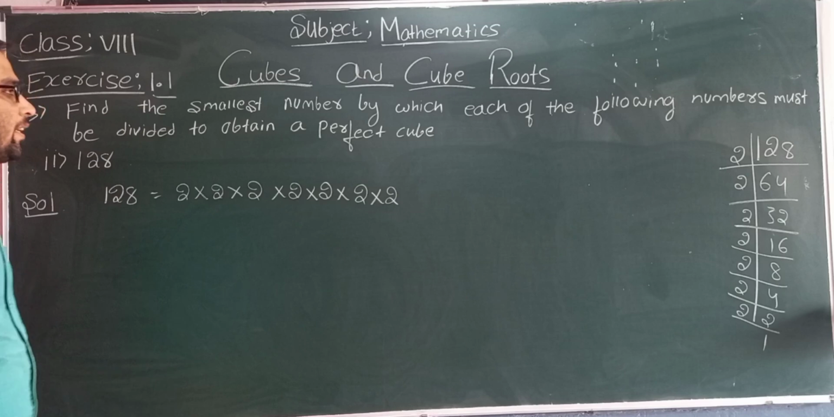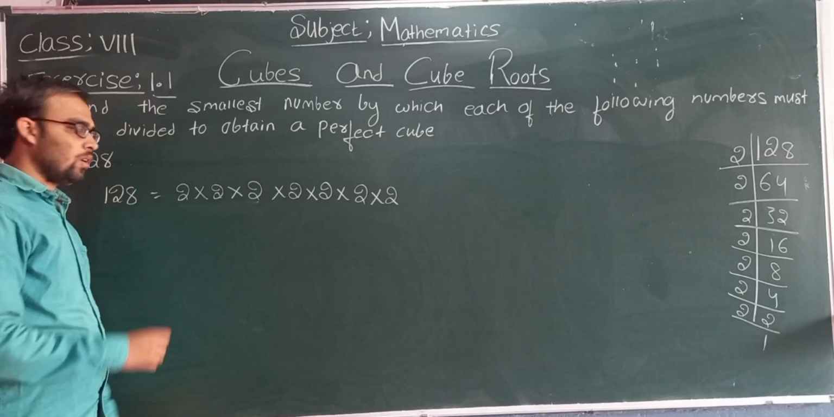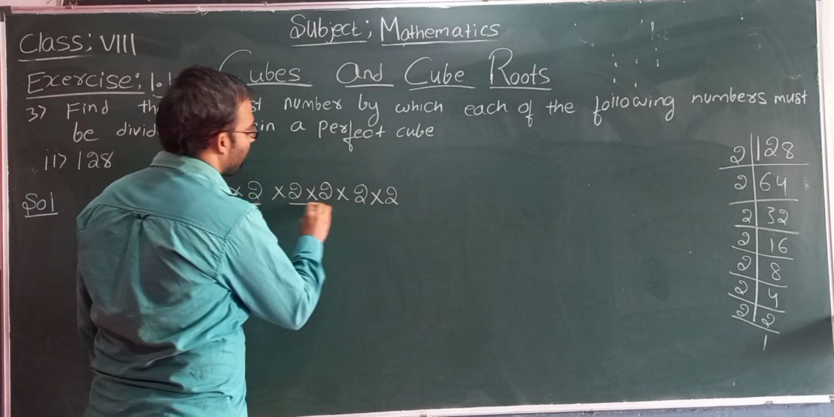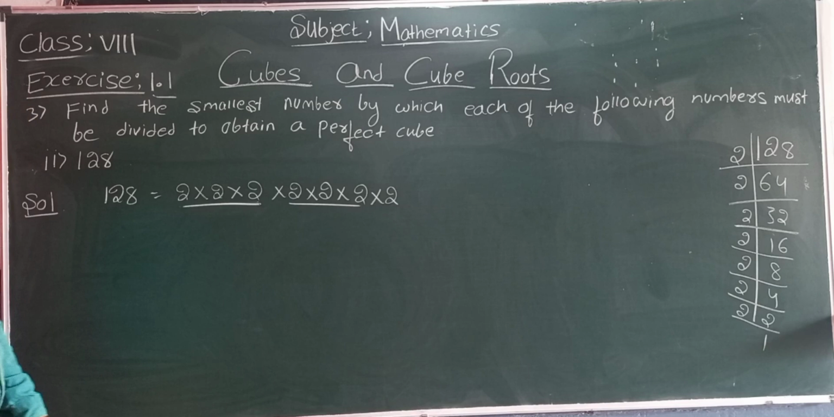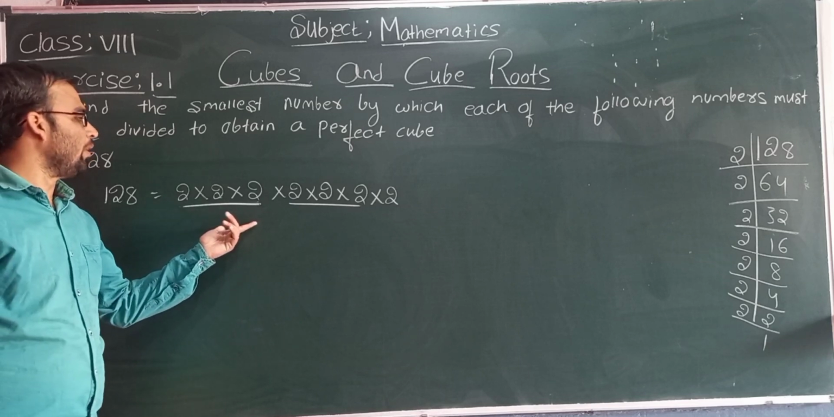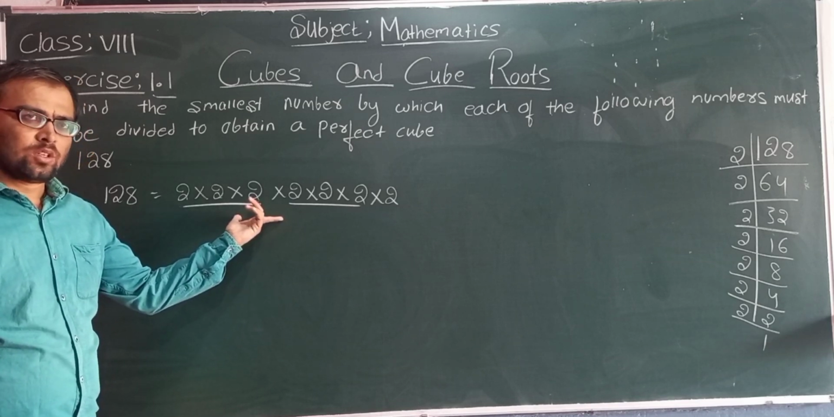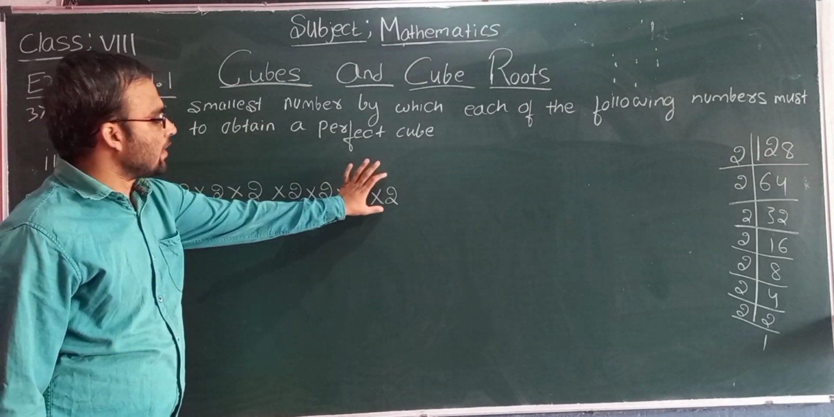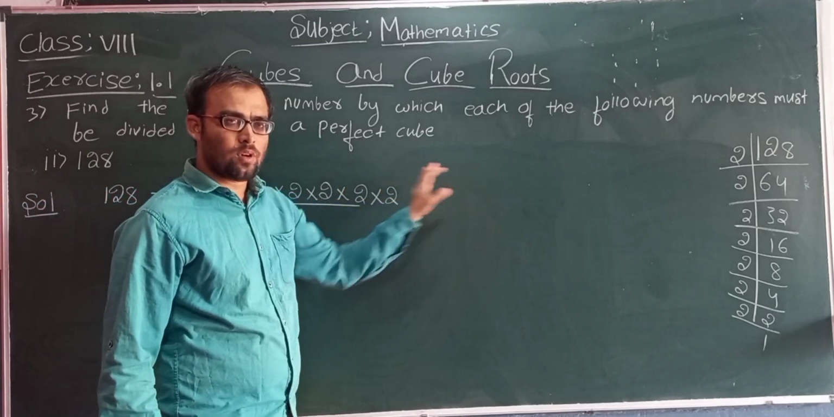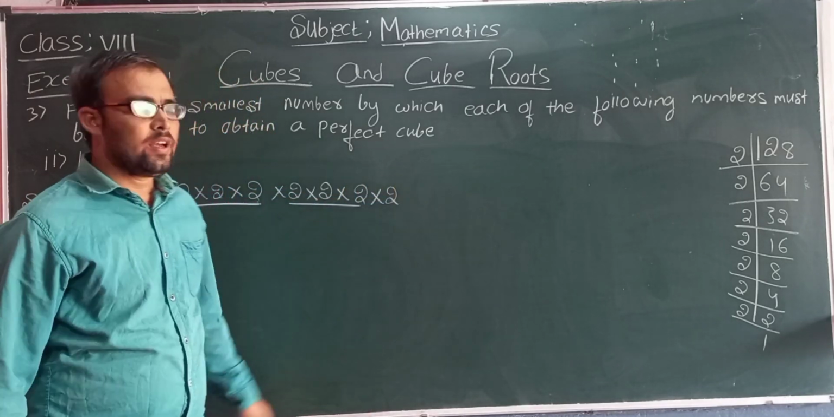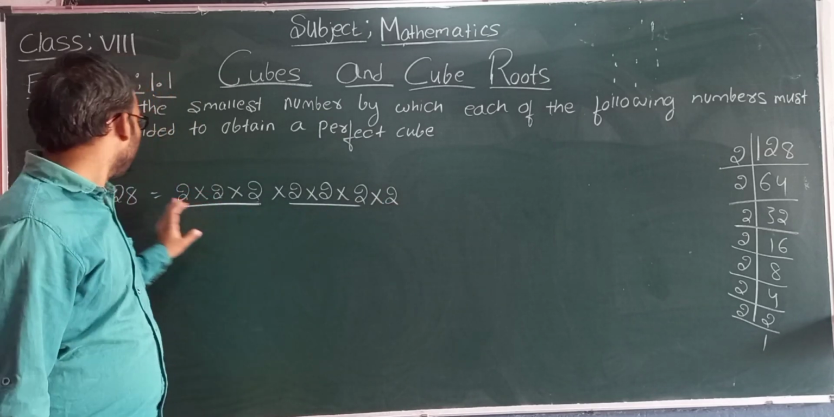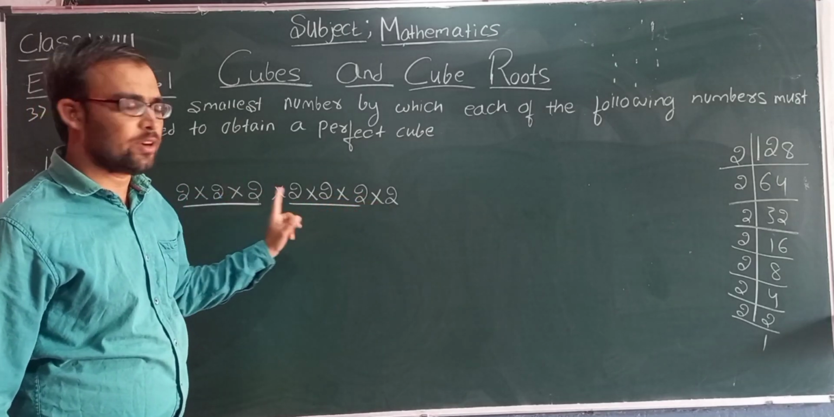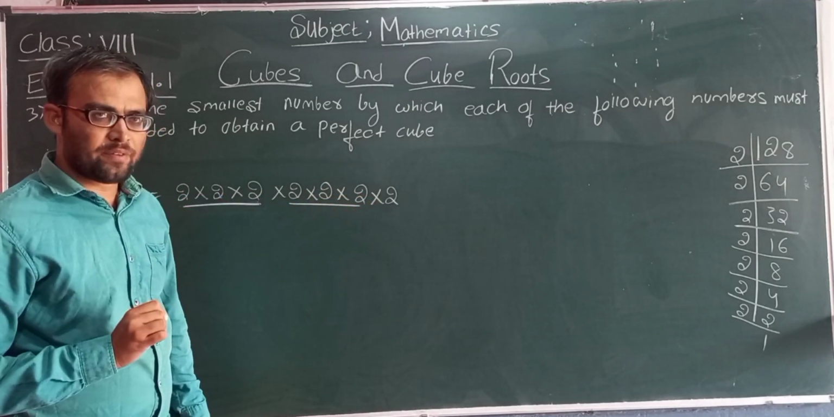So here we have written the factors of 128, students. Now again make a group of 3 with the same number. Look at here, students. So here we can make only 2 groups. Here 2 is left. As 2 is not in a group of 3, we need to divide 128 by 2.